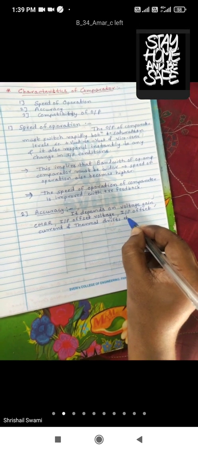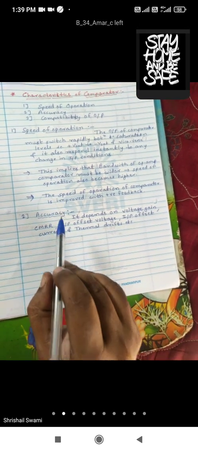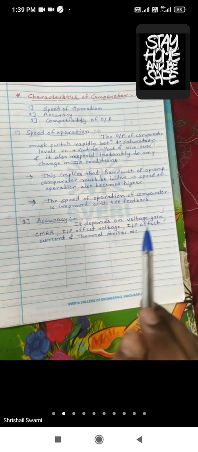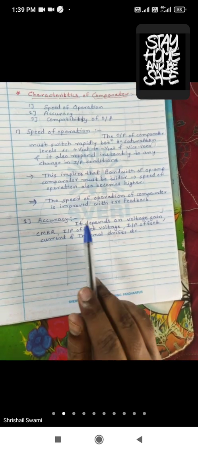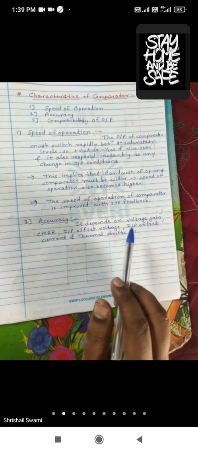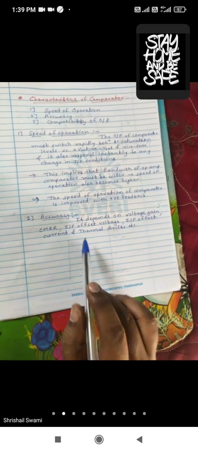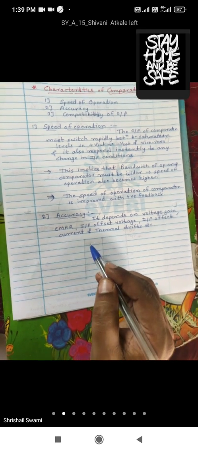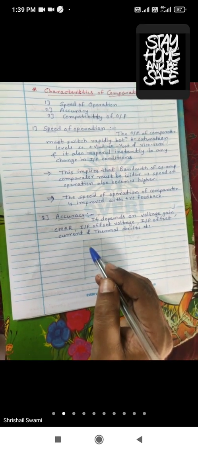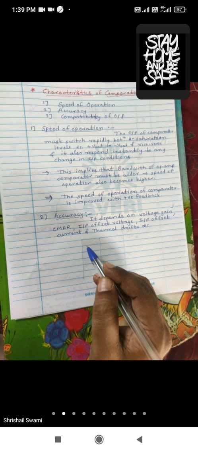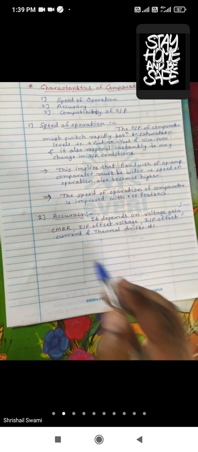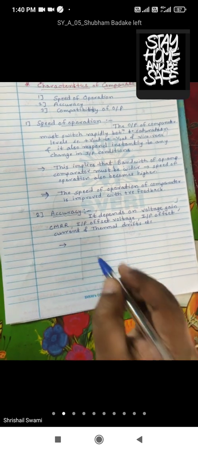So the accuracy of the comparator depends on the voltage gain of the amplifier, common mode rejection ratio, input offset voltage, input offset current, then thermal drift, etc. High voltage gain requires a smaller difference voltage to cause the comparator output voltage to switch between saturation voltages. That is the next point.